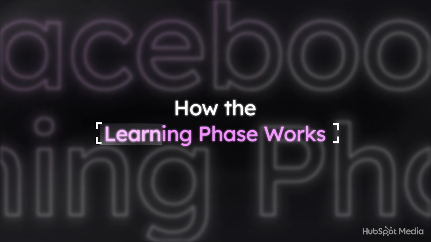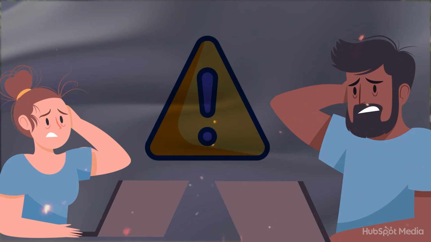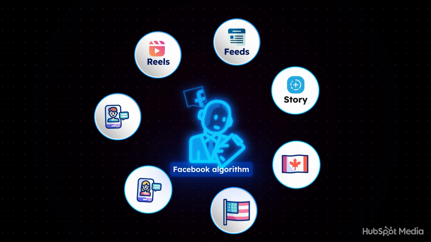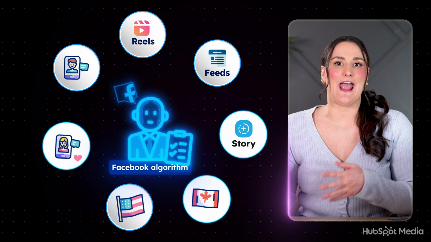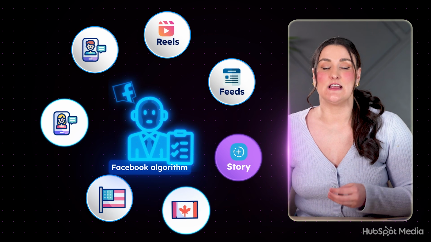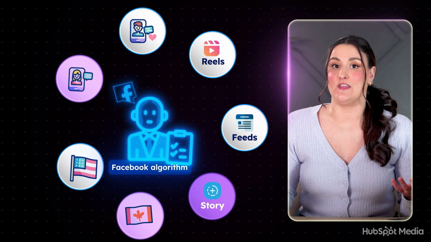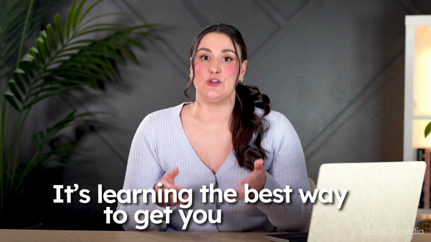Now let's talk about what the learning phase is actually doing for your ads. Most people panic when their ads don't convert right away. But here's the truth. Facebook is testing everything at once. Who should see your ad? Where it performs the best? How people engage? If it sees that your ad performs best on Instagram stories, it will show it there more often. If one audience clicks more than the other, it will prioritize them. This is why you need to give it more time. It's learning the best way to get you results.